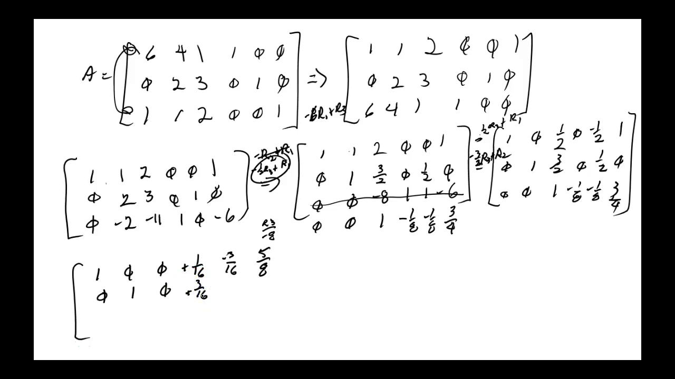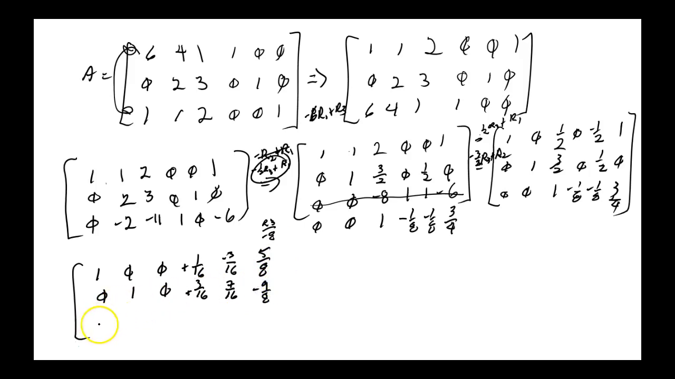Minus times minus is positive. And minus 3/2 times minus 1/8 is positive 3/16. Plus 4/16 is 7/16. Okay? And then the last one is minus 3/2 times 3/4 is minus 9/8.